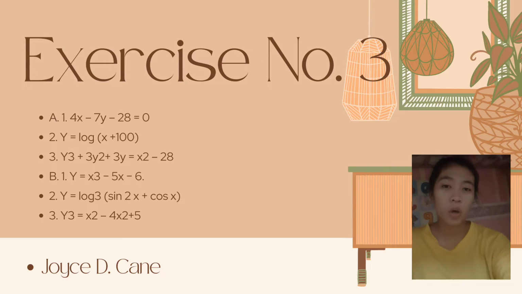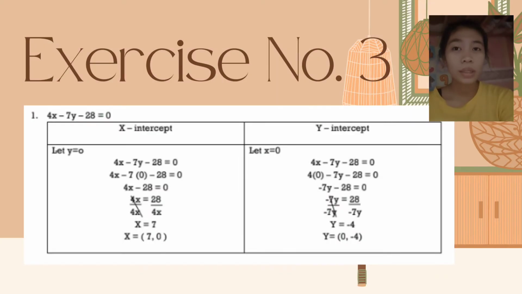I'm going to explain exercise 3 and 4 of module 2. So in exercise 3 part A, it says to determine the x and y intercepts of the following equations of the curves. So number 1, 4x minus 7y minus 28 equals 0.